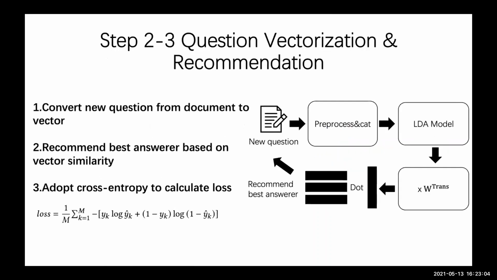When we do best answer recommendation, first of all, we use the LDA model and the transformation matrix W to convert the question document to the question vector and perform a dot operation between the question vector and each user vector, and then predict who is the best answerer according to the result of the dot operation. Since there are many parameters that need to be optimized in the graph attention network, we use the cross entropy function to calculate the model loss for model parameter training.